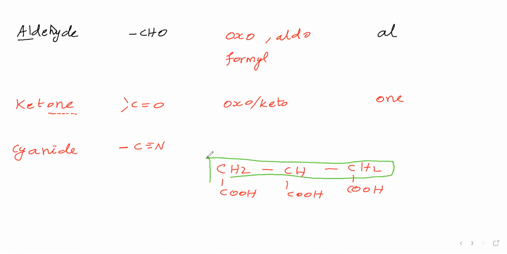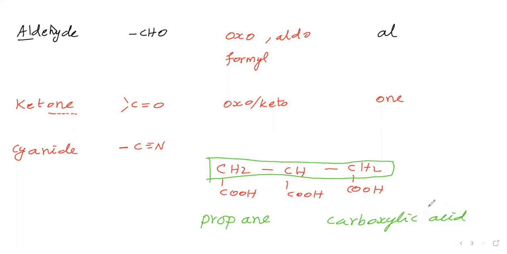Like this, selected in the IUPAC, how is the name said? These three carbons are called prop. Then carbon-carbon single bond, therefore an. COOH is called carboxylic acid. COOH, we have to call it as carboxylic acid.